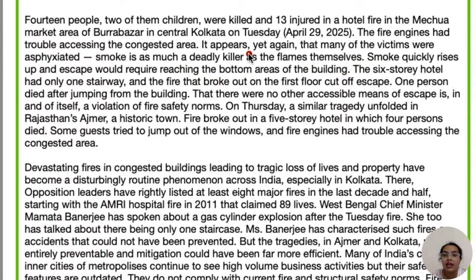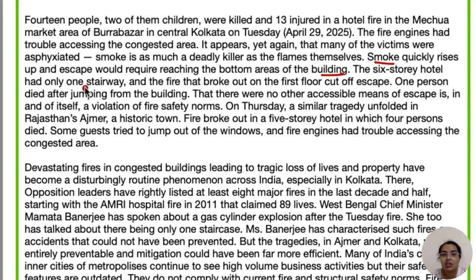Then it appears yet again that many of the victims were asphyxiated. That means smoke emerged as a deadly killer as the flames themselves. So it was not just the burning because of which they died, but because of asphyxiation. Asphyxiated, that means दम घुटना in Hindi, because of smoke. Smoke quickly rises up and escape would require reaching the bottom areas of the building. So how it works is that smoke goes up and escape means you have to reach the bottom areas, lower level. The 6-story hotel had only one stairway.